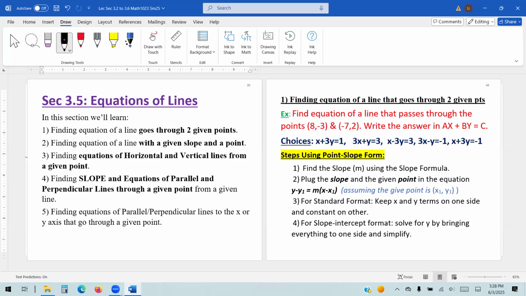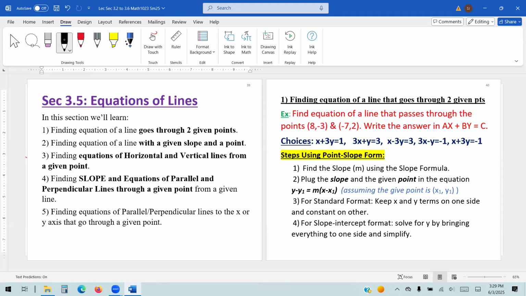To find the equation, first we need the slope. Definitely the slope, right? So we find the slope using the slope formula. Once you know your slope, now you can plug the slope and 1 point from the 2 points into this format, and then just rearrange into standard form. That's it. Only 2 main steps. Find the slope using the slope formula, replace the slope and 1 point in this format, and then rearrange.